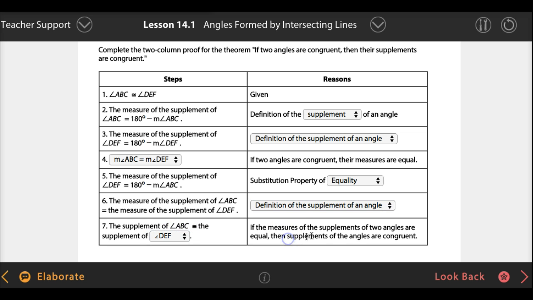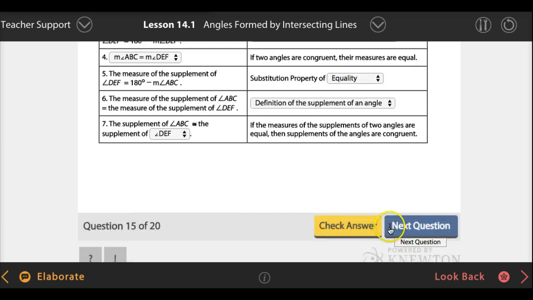And how do you know that? Because if the measures of the supplements of two angles are equal, the supplements of the angles are congruent.